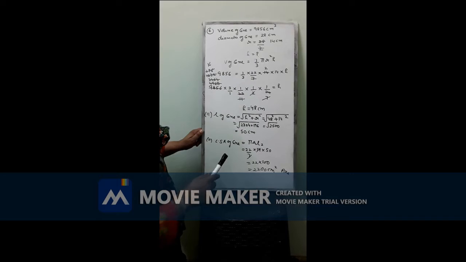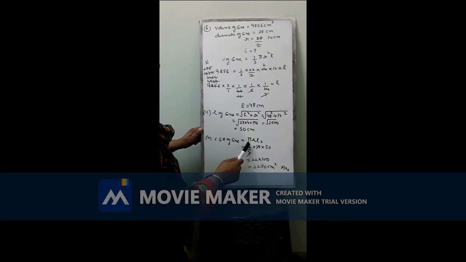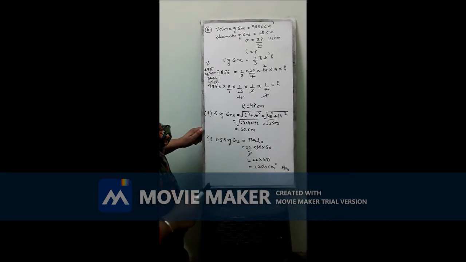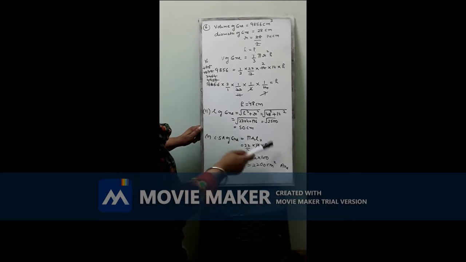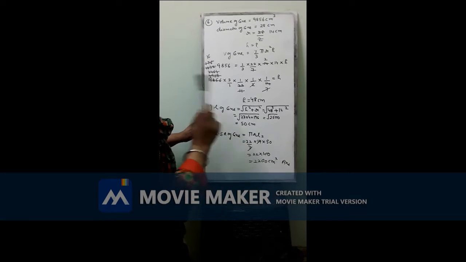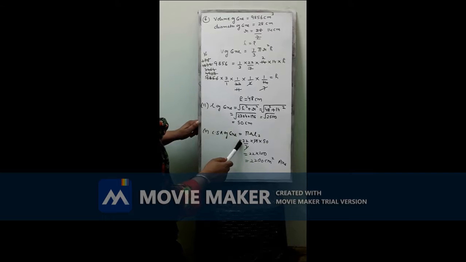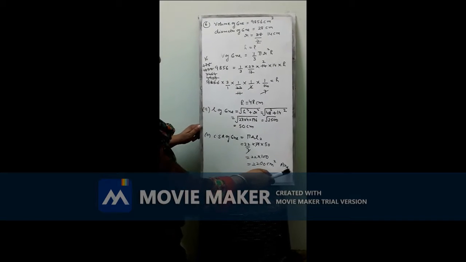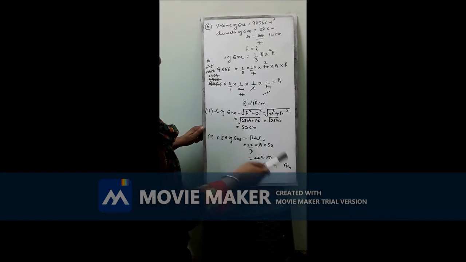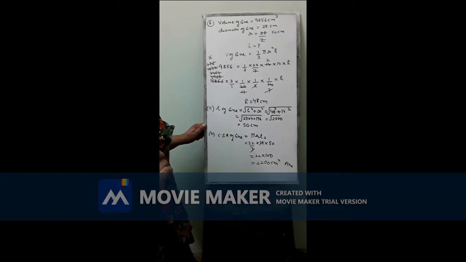In the third part he is asking about the CSA of the cone, that is pi r l. 22 upon 7 into 14 into 50. 7 1s are 7, 7 2s are 14. What will be the answer? 22 into 100. This is 2200 centimeter square. CSA of the cone is 2200 centimeter square.